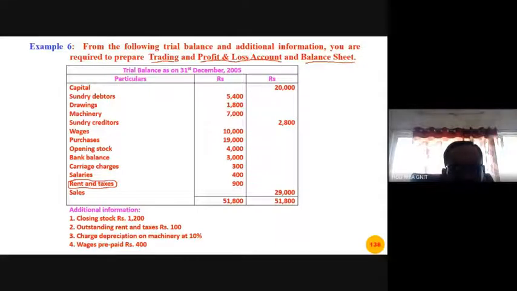Next, charge depreciation on machinery. Machinery has the adjustment, so round off machinery. Next, wages prepaid. Wages has the adjustment, so wages is also rounded off. These three accounts are rounded off because they have adjustments. See, closing stock, so it cannot be recorded.